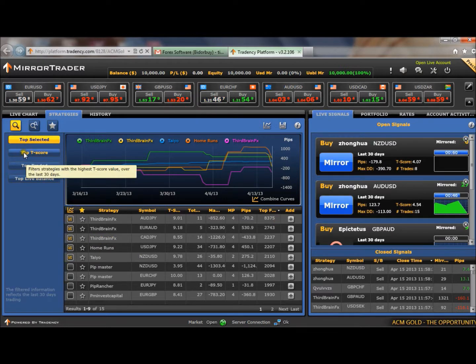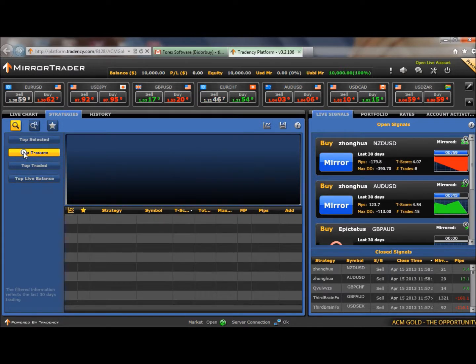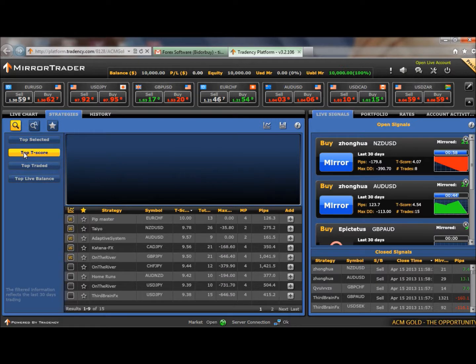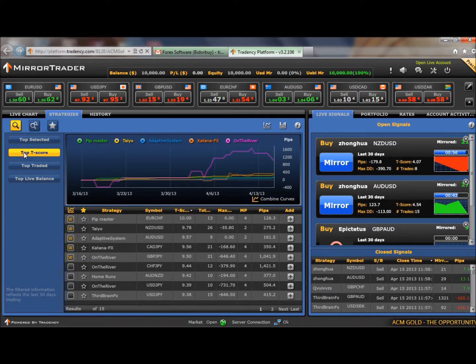You do have other options. Let's go through them. Top T-Score. T-Score is Mirror Trader's rating system. This shows you in a very short period of time who according to them is the best trader. It's a very short-term rating system. So again, we'd like to see them over a long period of time. We want consistent traders and not traders that are up and down. So Top T-Score, you can go through this, but it's not my favorite filter.